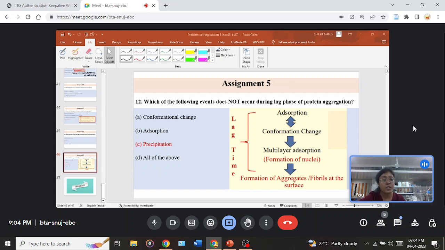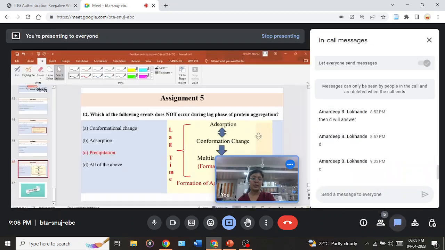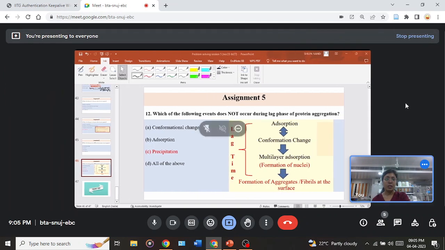Then you have multi-layer adsorption. So instead of adsorption, it can also be written as multi-layer adsorption. So don't get confused between adsorption and multi-layer adsorption. Multi-layer adsorption is basically formation of nuclei or nucleation. And lastly, we have formation of aggregates, that is fibrils at the surface. So apart from the last step, all the other three steps are being seen in the lag phase. I hope this particular question you are being able to understand.